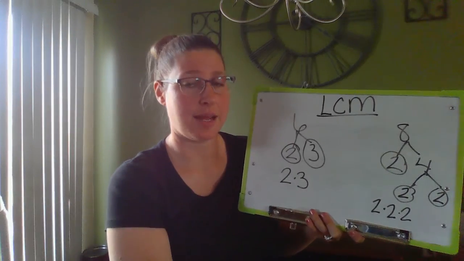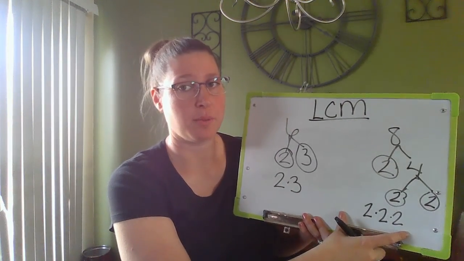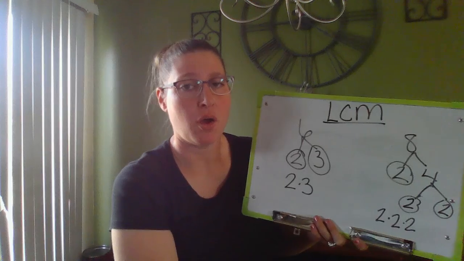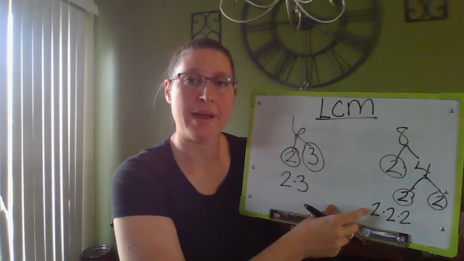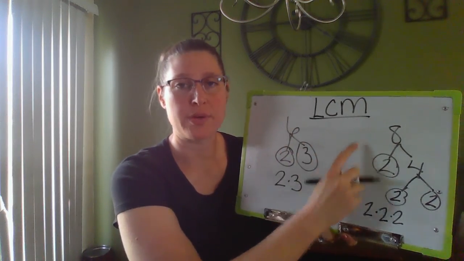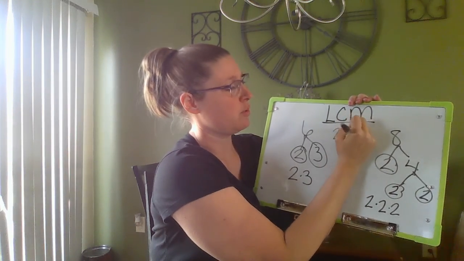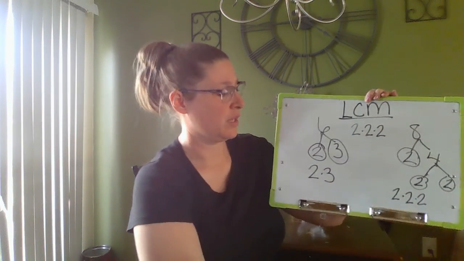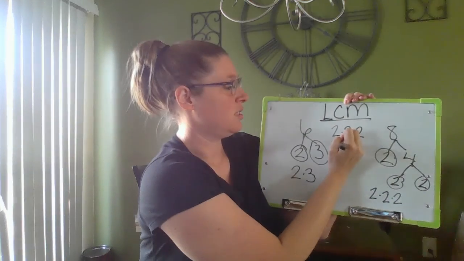So what our next step is going to be is we are going to take both of these multiplication problems and we're going to stack them on top of each other. I personally like to put the one with the most amount of digits. So this has 3 numbers. This only has 2. The one with the 3 is going to go on top. So 2 times 2 times 2. Then I'm going to look down here and do 2 times 3.